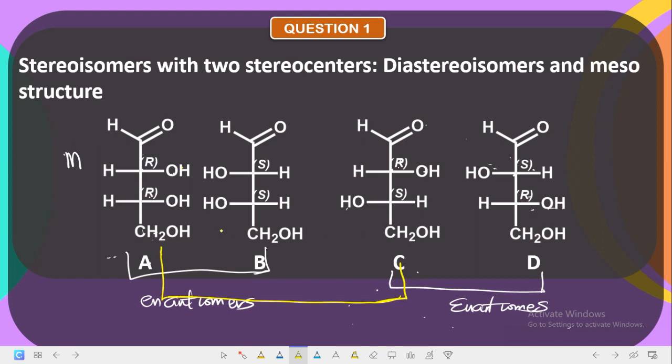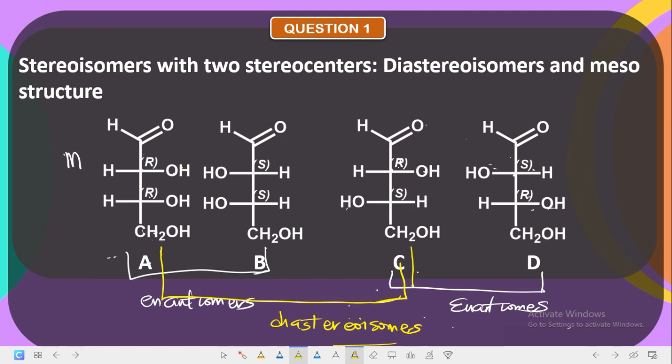Do you see any similarity between them? Are they enantiomers? Look at A and C. Or are they mirror images? They are not mirror images. Are you getting it? Because they are not mirror images, what do you call them? You call them diastereoisomers. Is that understood? So these two compounds are called diastereoisomers. Are you getting it? They are not mirror images, but they are not enantiomers either. Is that understood?